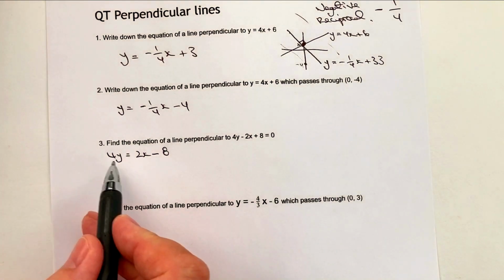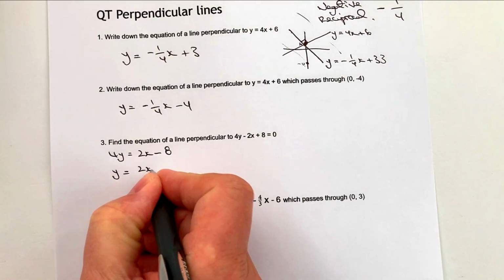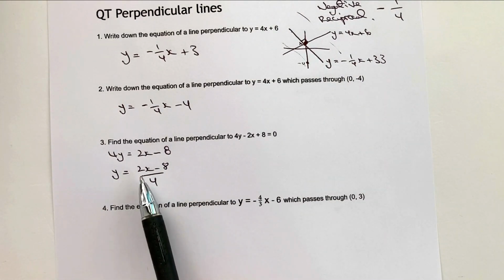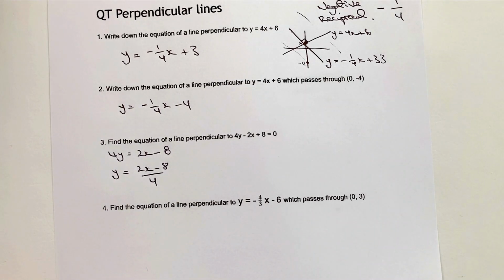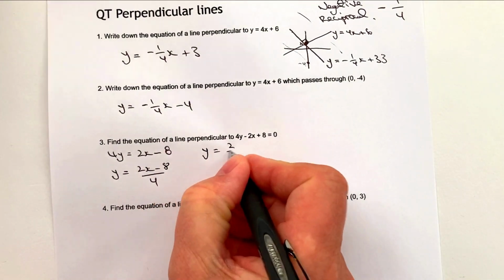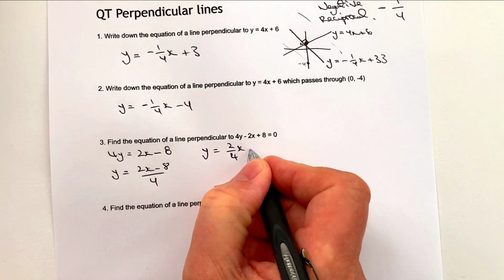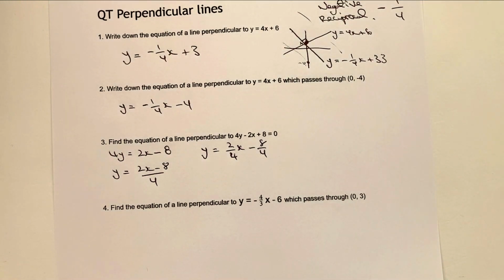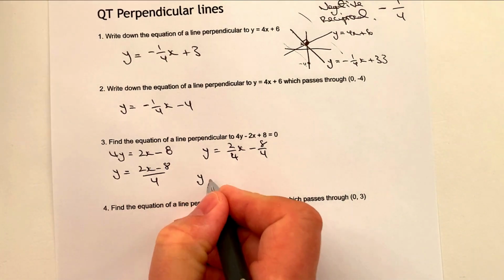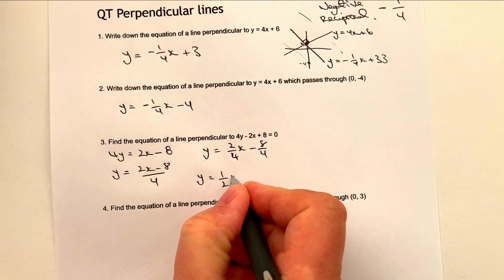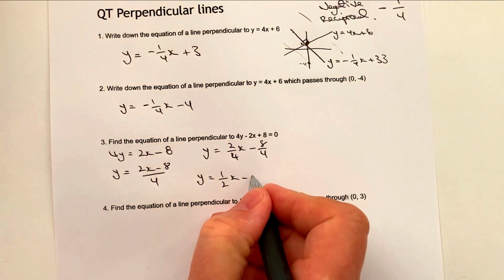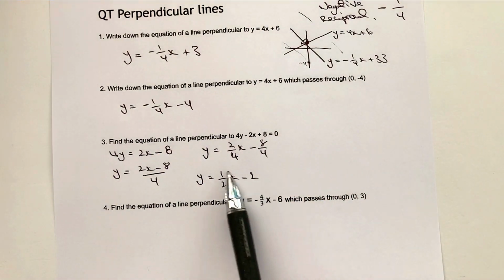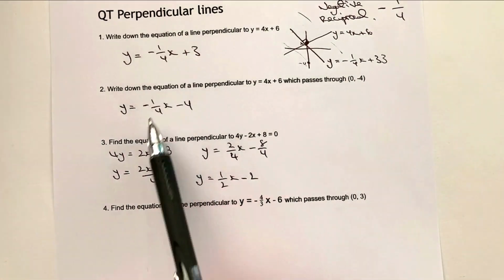I'm going to divide through by 4, and I get y equals 2x minus 8, all divided by 4. But you've got to remember that this means 2x divided by 4 and 8 divided by 4. So I could write that as y equals 2 over 4 x minus 8 over 4. Let's simplify that a little bit, as y equals a half x, and minus 8 over 4 is the same as minus 2. So this line becomes this line when it's in the form that we're looking for.